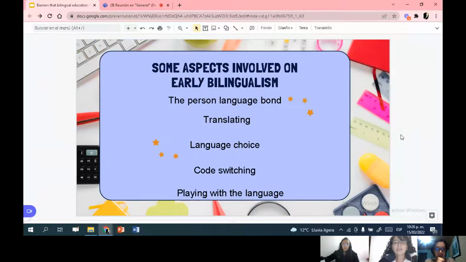Some aspects involved in early bilingualism. The person-language bond is so important, the link with the other person. Translating, language choice, code switching, and playing with the language. All of them are so important to try to speak to the other person in the best way.